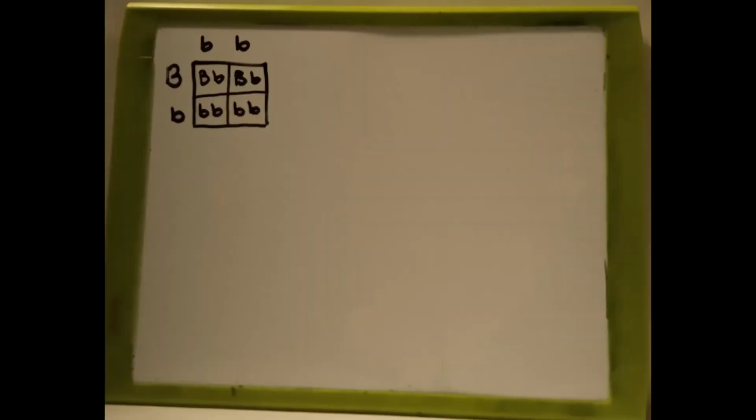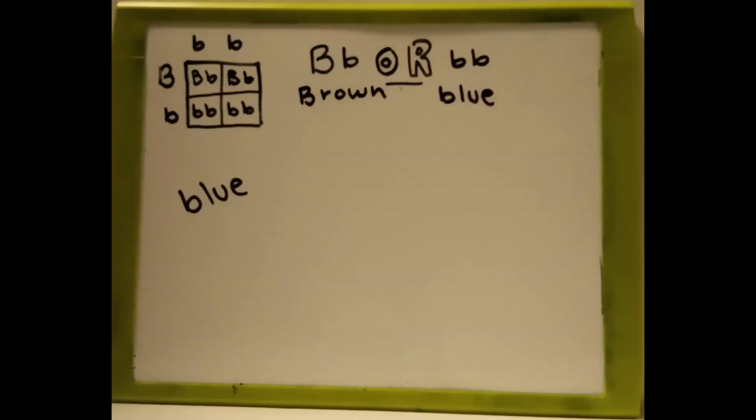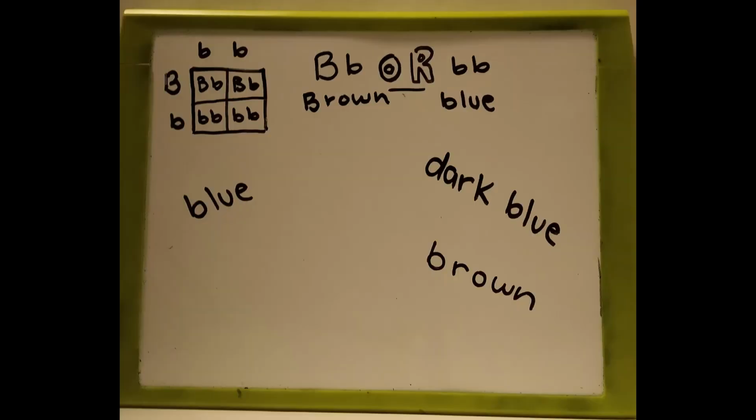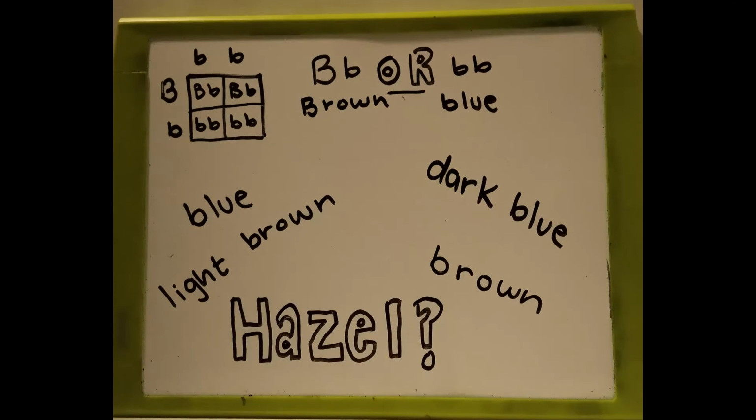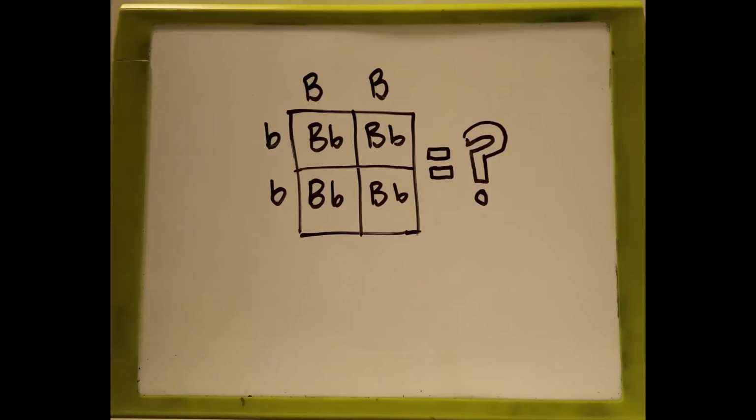Let's go back to the example from earlier. Monomorphism means that the child would either have brown or blue eyes. However, due to polymorphism, the child could actually have a number of different eye colors. He could have regular blue eyes, dark blue eyes, brown eyes, light brown eyes, or even hazel eyes, depending on how the gene is expressed. So, the next time you try to predict eye color, use the Punnett square with a grain of salt.